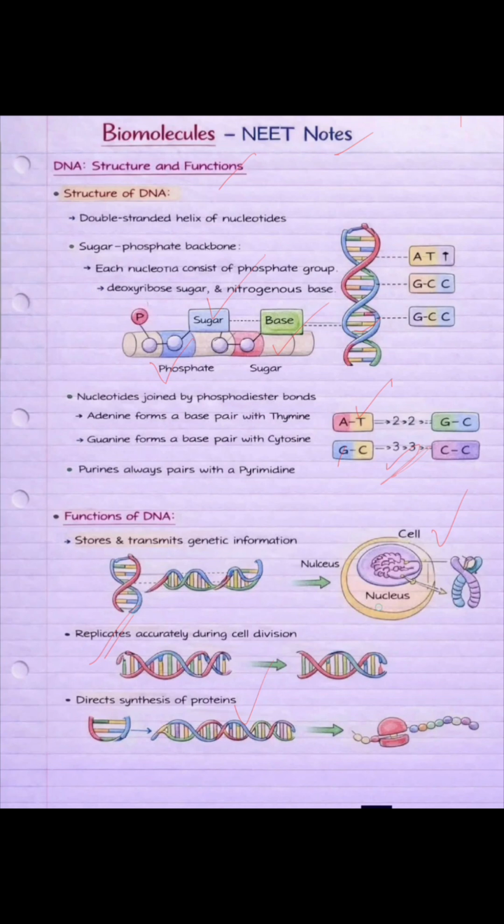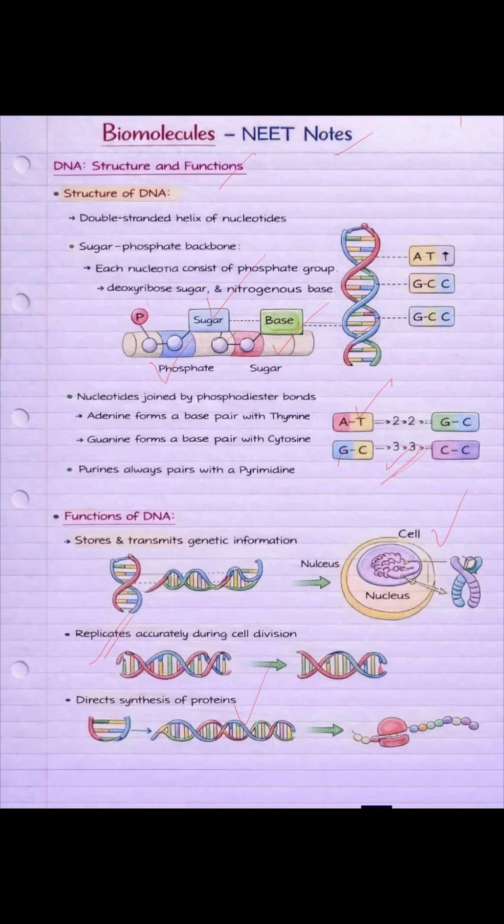Let's have a quick revision. DNA stands for deoxyribonucleic acid. It is a double helical structure. It is made of repeating units of nucleotides. A nucleotide contains a phosphate group, deoxyribose sugar and a nitrogenous base. DNA contains four bases: adenine, thymine, guanine and cytosine. Adenine pairs with thymine using double hydrogen bonds and guanine pairs with cytosine using triple hydrogen bonds.